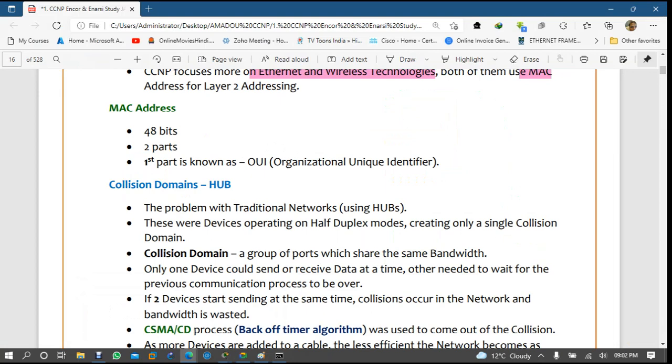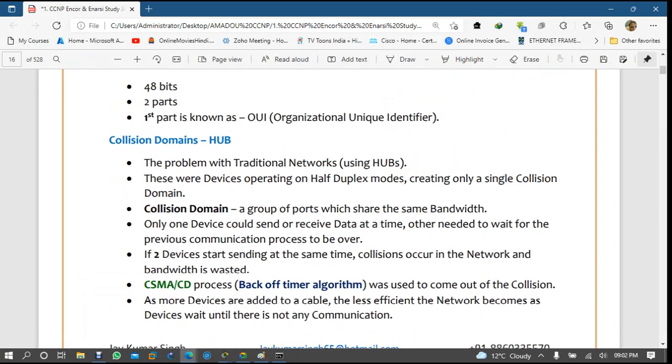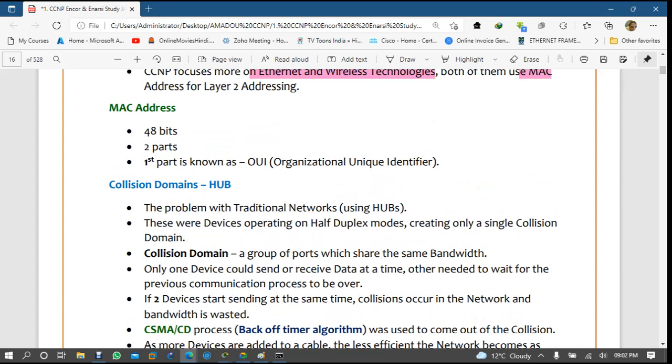Now, when we are talking about all these communications, there was some other communication, and centralized communication started with the help of a hub, right?